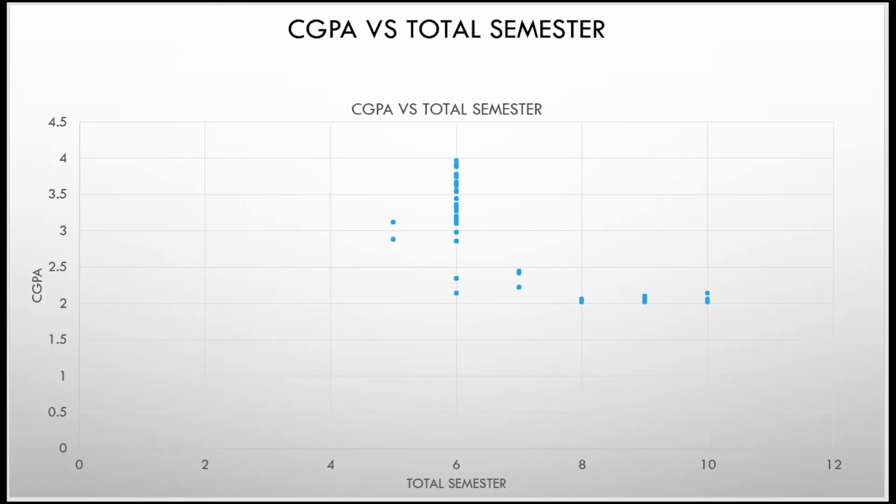CGPA and total semester: the correlation is linear and there are no outliers. This plot shows quite a strong correlation between CGPA and total semester. The trend for this is a negative trend. In short, the longer the semester, the lower the CGPA you will achieve.